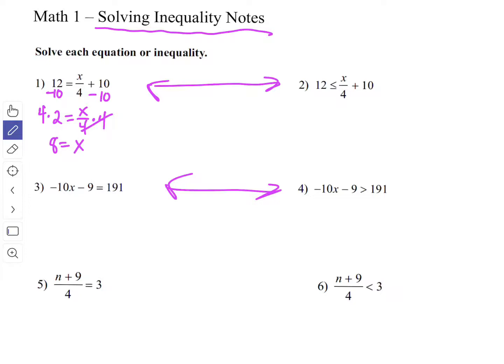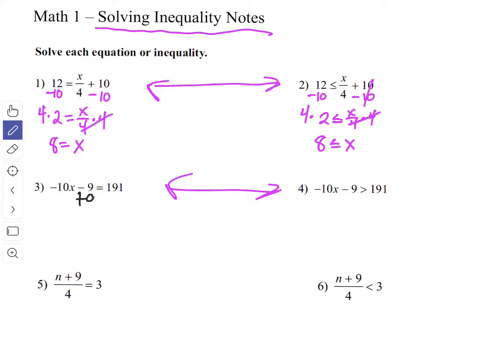Number 2, if we were to deal with this inequality, we start by subtracting 10. We get 2 is less than or equal to x over 4. This becomes 0, so it cancels out because adding 0 does nothing. Times by 4, and we get 8 is less than or equal to, and this becomes 1. Multiplying by 1 does nothing. Okay. Now the next step.